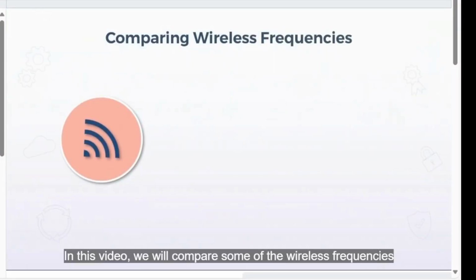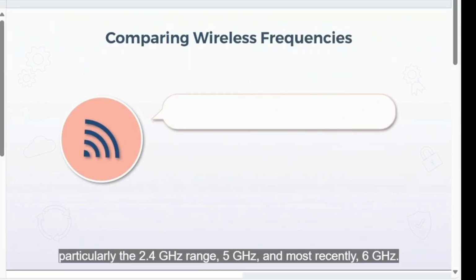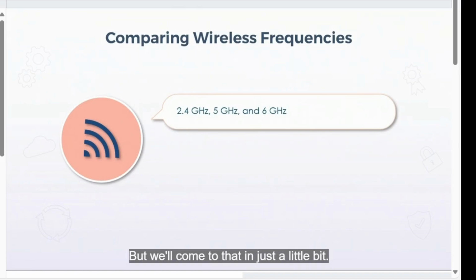In this video, we will compare some of the wireless frequencies that are in use for wireless communications, particularly the 2.4 GHz range, 5 GHz, and most recently 6 GHz, but we'll come to that in just a little bit.